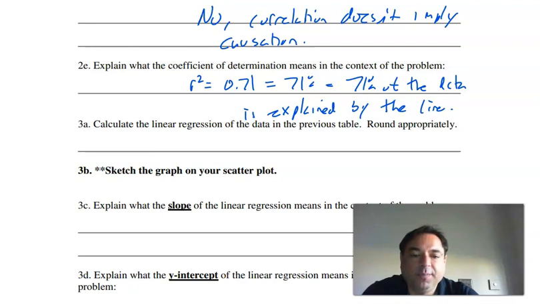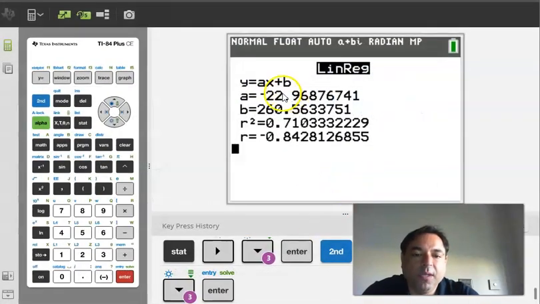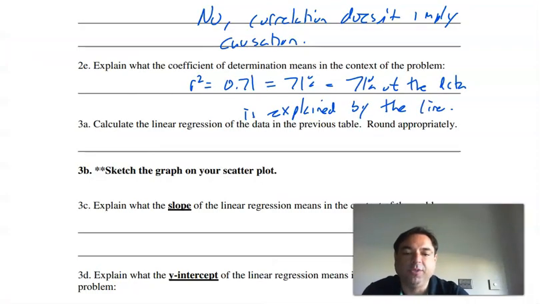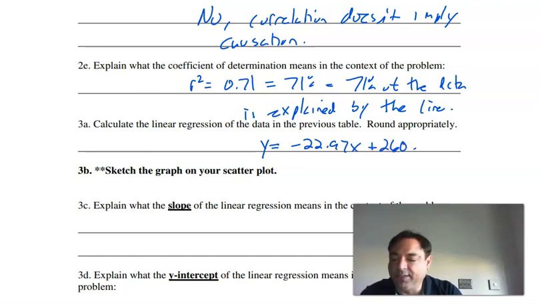Well, when we look at this picture from the calculator, they gave us a line. Y equals AX plus B. You have to put in the A for A and the B for B. So, when we do that, you're going to get the line Y equals, I'm going to go 2 decimal places, negative 22.97x plus 260.56.